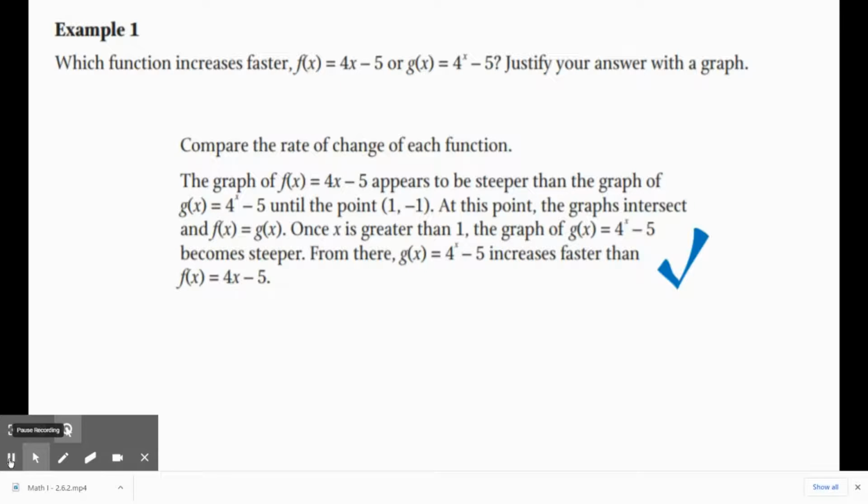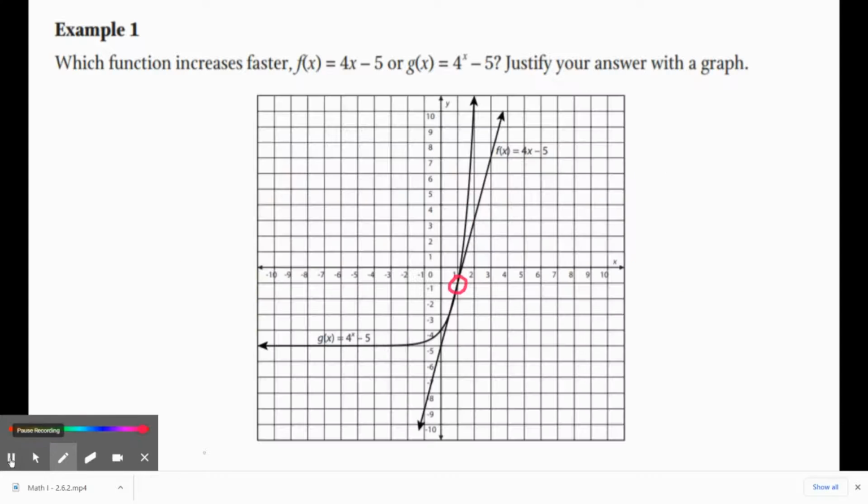To summarize and compare the rate of change for each function, the graph of f(x) = 4x - 5 appears to be steeper than the graph of g(x) = 4^x - 5 until the point (1, -1). As you can see, right there is when g(x) starts to increase more rapidly than f(x).